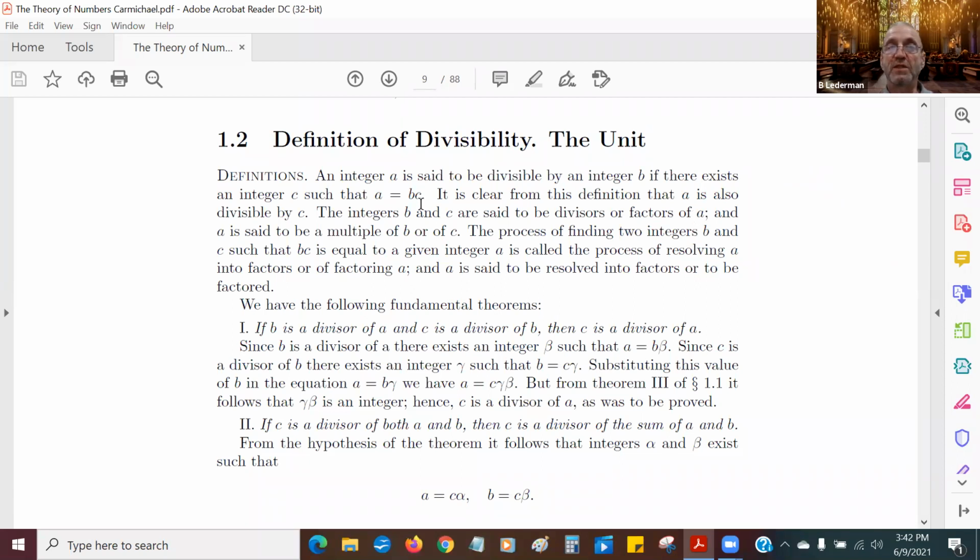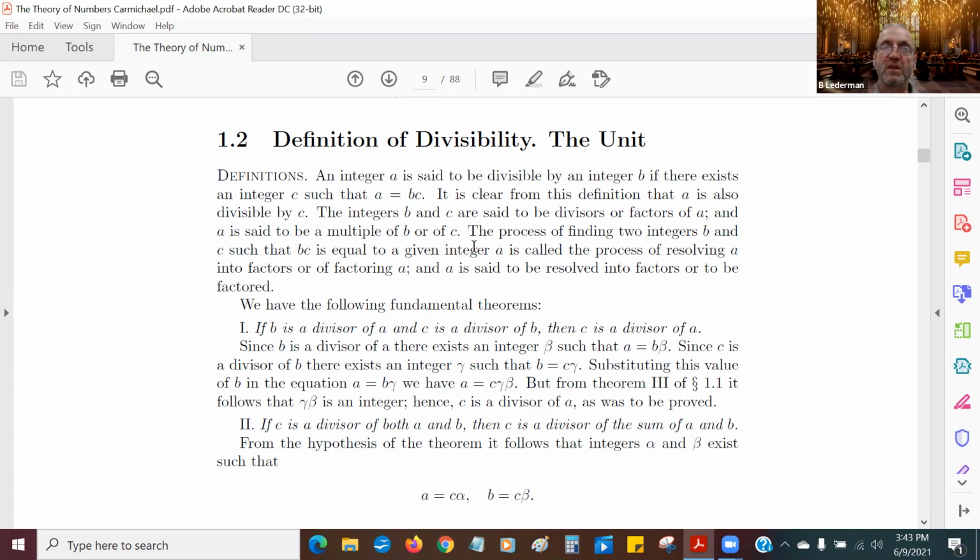Now the integers b and c are said to be the divisors or factors of a. So if a is equal to bc, b and c are divisors of a, or you could say b and c are factors of a. Further, we say that a is a multiple of b, or a is a multiple of c. These are all different ways of saying the same thing.